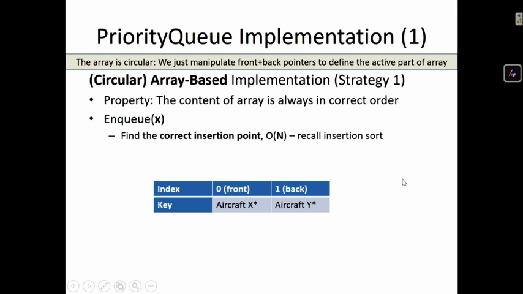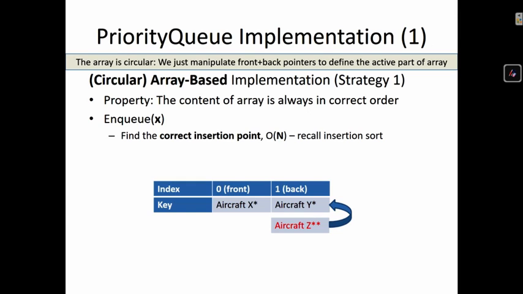Next, when you enqueue, I need to find the correct insertion point because that's the property I want to maintain: everything is always in correct order. Now I have a new aircraft coming in, aircraft Z. Where should I insert it? If it's a normal queue, I just insert it at the back, correct? Advance my back pointer by one and then insert at the back. But in this case, aircraft Z has the highest priority, so it needs to go all the way to the front of the queue.